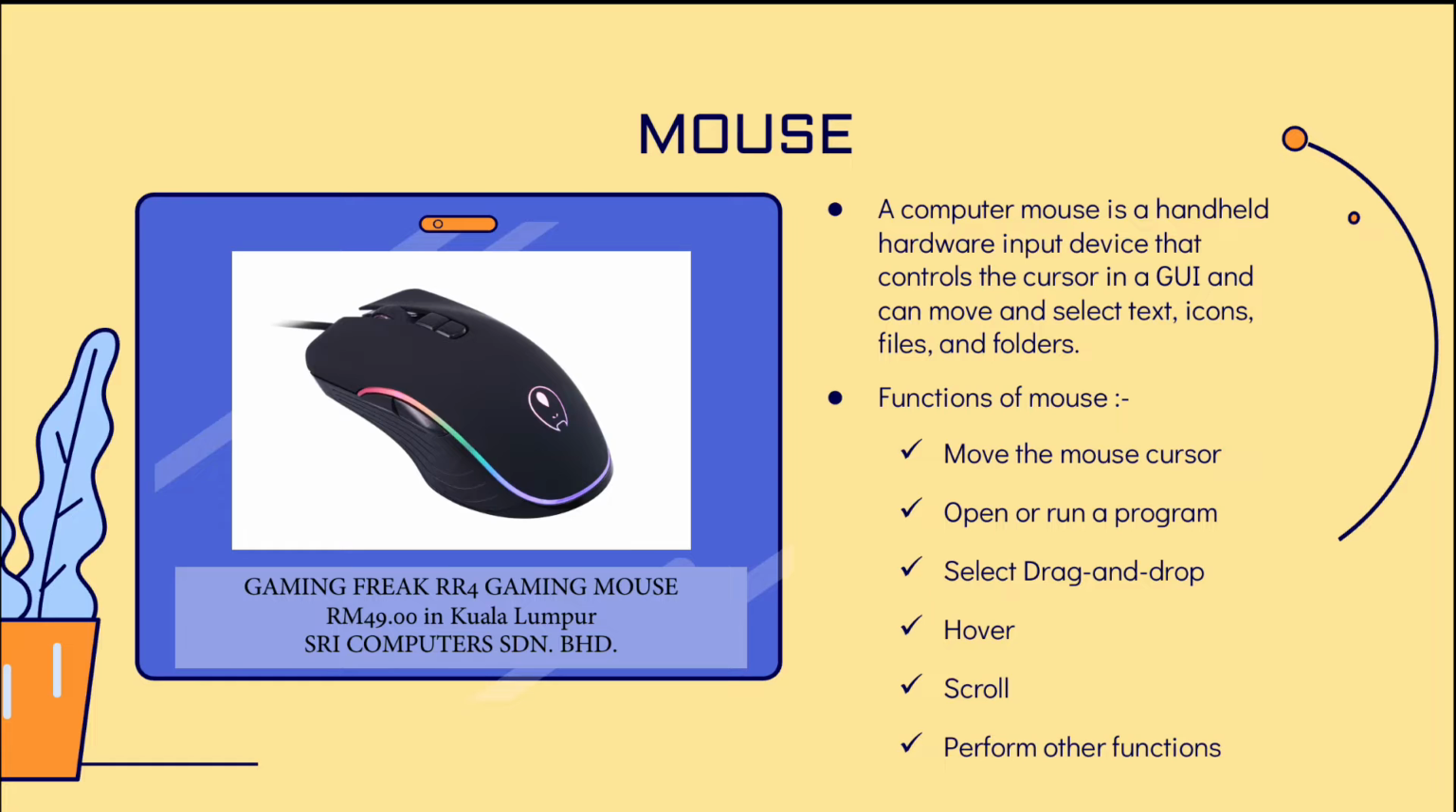Lastly, a mouse. A computer mouse is a handheld hardware input device that controls the cursor in a GUI and can move and select text, icons, files, and folders. The functions of a mouse are to move the mouse cursor, open or write a program, slide, drag and drop, hover, scroll, and perform other functions. So here I choose the Gaming Freak RR gaming mouse, and the price is 49 ringgit in Kuala Lumpur.